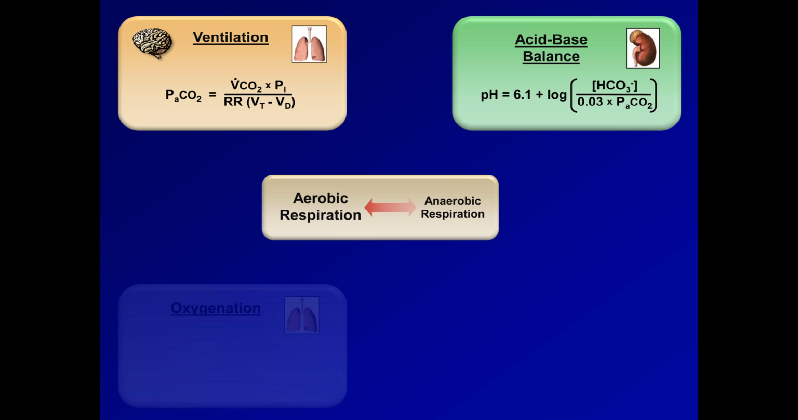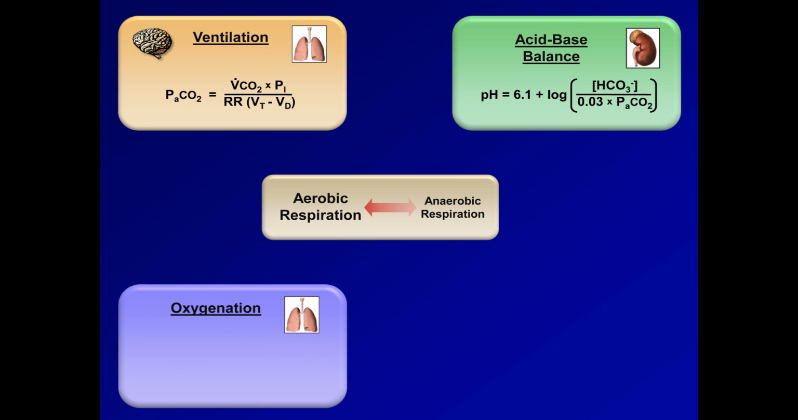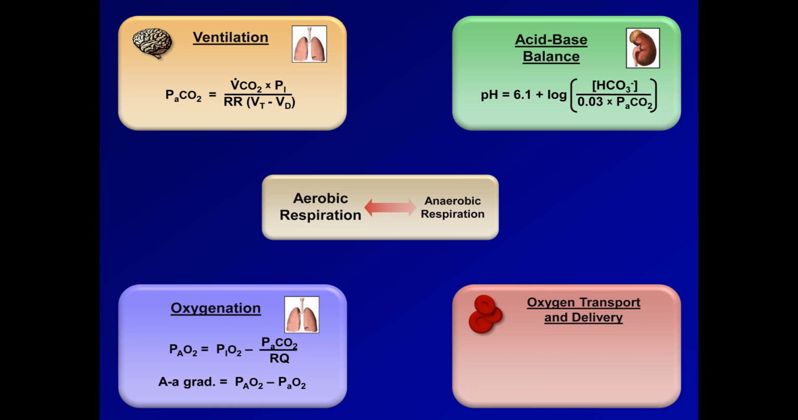Continuing around, there is oxygenation, also dependent on the lungs. There are two fundamental mathematical relationships involved with oxygenation: the alveolar gas equation and the simple formula for determination of the AA gradient. Finally, our last domain is oxygen transport and delivery. These closely related processes are defined by the oxygen hemoglobin dissociation curve, the formula for oxygen content, and that for regional oxygen delivery.